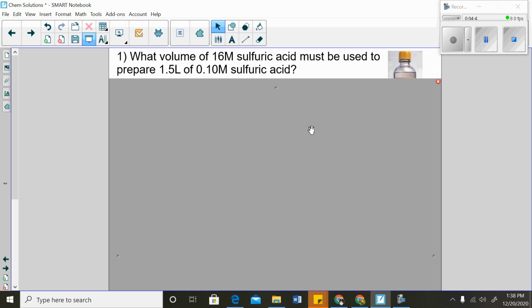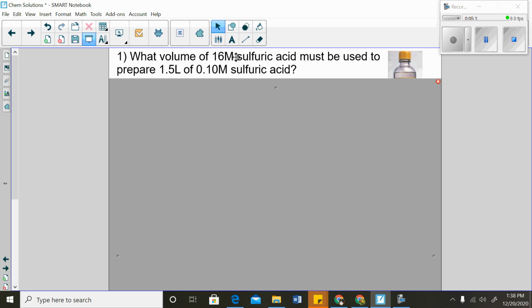Okay, so what volume of 16 molar sulfuric acid must be used to prepare 1.5 liters of 0.10 molar sulfuric acid? So right here, this 1.5 liters, that's how much a teacher would need for like a class lab, right? They need 1.5 liters of a very much diluted sulfuric acid. 0.10 molar sulfuric acid is diluted quite a bit.